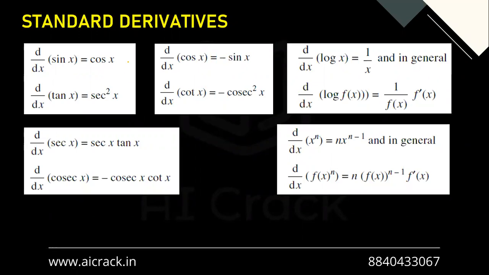So for sin x, we have cos x. For cos x, we have minus sin x. For tan x, we have sec square x. For cot x, we have minus cosec square x. For sec x, we have sec x tan x. And for cosec x, we have minus cosec x cot x. Those are very similar in nature, right?